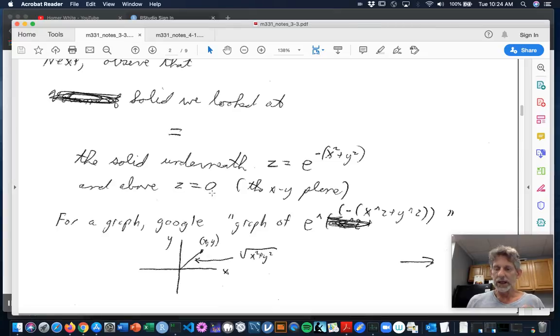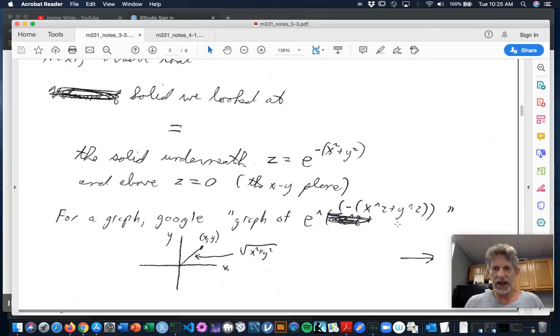And I'm saying that that sombrero that we just looked at and found the volume of by cylindrical shells, the thing that we rotated around the y-axis, is actually the same as the volume underneath this function of two variables and over the xy plane. And one way to convince you of that might be to Google the graph of this function.